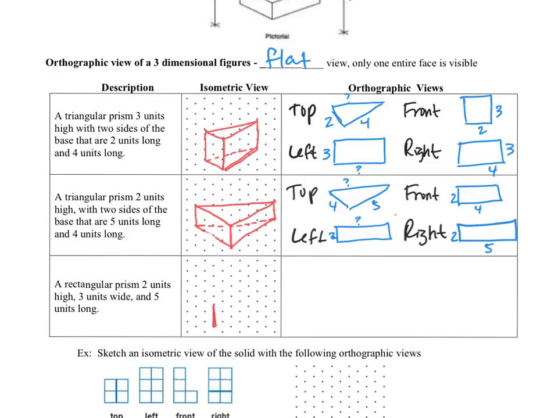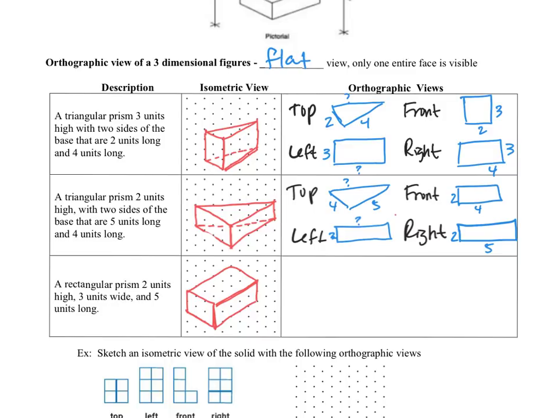Now, it is 3 units wide and 5 units long. So if I go here, there's my width of 3 units, and then let's do a length of 5 units. 1, 2, 3, 4, 5. Oops, I think I went 1 too many. Let me fix that. There we go. That's 5 units long. And then remember, this is a rectangular prism, so let's finish that by drawing the rectangular bases.